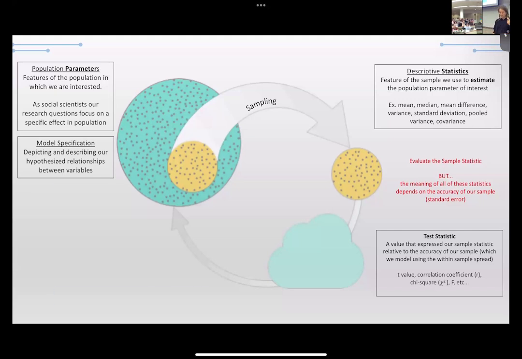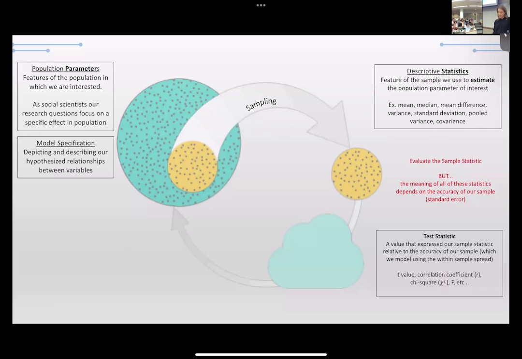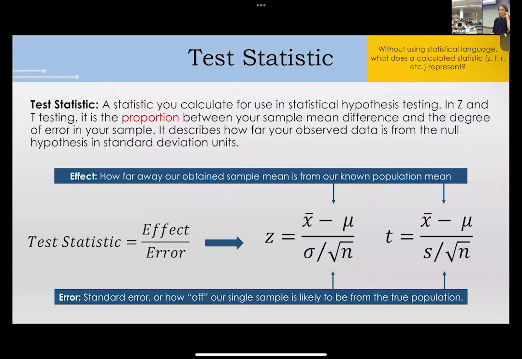So what is a test statistic? It is a value that expresses our sample statistic relative to the accuracy of our sample. That's it. It is a statistic you calculate for use in hypothesis testing. We've only used Z and T. It's always the proportion of two things: the difference between your sample mean and whatever the known population value is, over error.